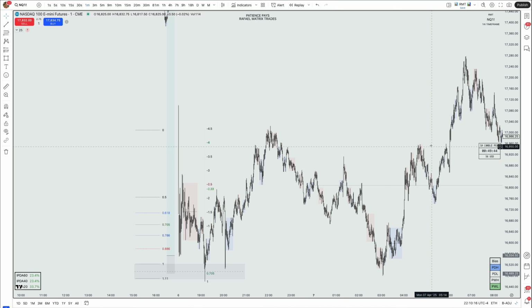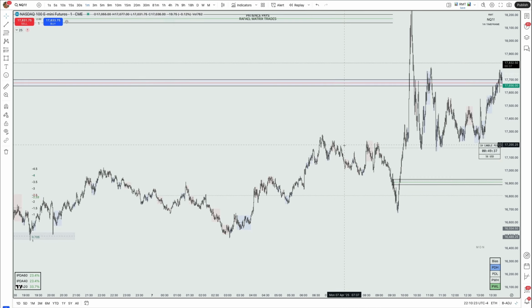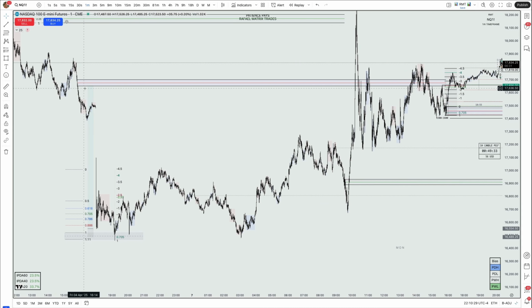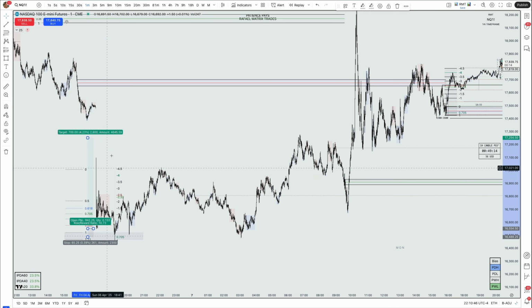I was recording I guess until around here, and then I stopped because it was late. And at this London high around here I closed the trade. That was my first trade of the day. I started on London session. It was 700 points this trade.